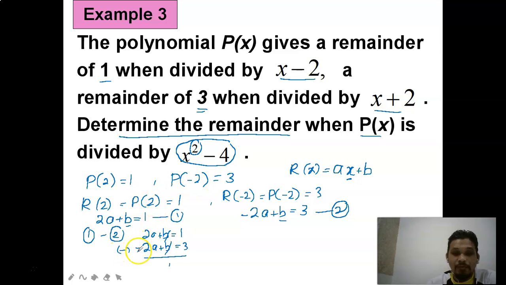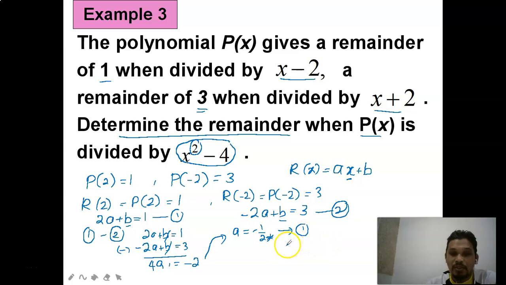Negative times negative, positive. So 2a plus 2a equal to 4a equal to 1 minus 3 equal to negative 2. So then a equal to negative 2 divided by 4 equal to negative 1 over 2. And substitute a into equation 1.